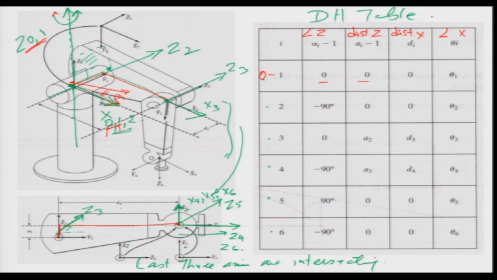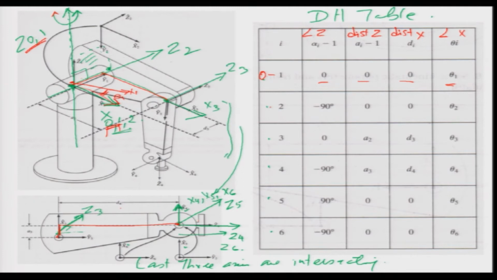Now, if you look at the distance between the x axes, x0 and x1 initially are the same axis, and hence there is no distance between them, it is 0. Now, when link 1 moves, the relative angle between x0 and x1 will change. So, this is my x1. This angle is going to change, and hence the variable here is theta 1. That is how we got the first row of the DH parameter table.